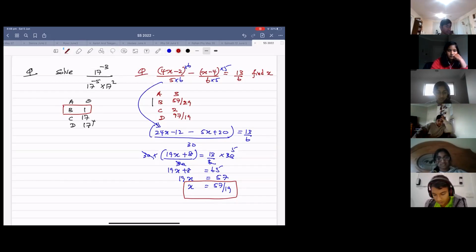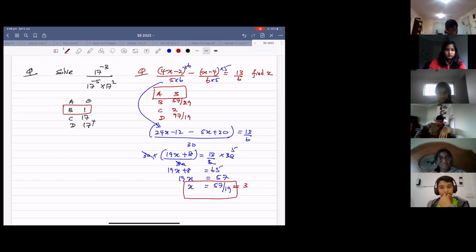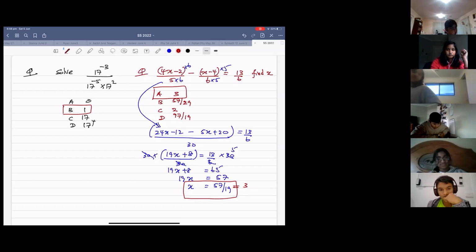What? 57? Thank you, Roshan, buddy. 57 divided by 19, if you simplify that, 3. I didn't see that. A is the answer, yes. So I was looking at 57 divided by 19. It's not there, so it's 3. Yeah, 3 is the answer.